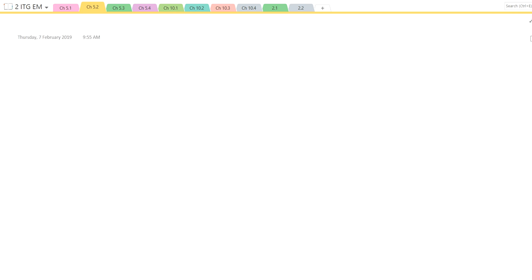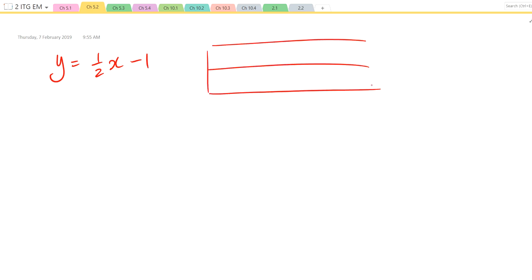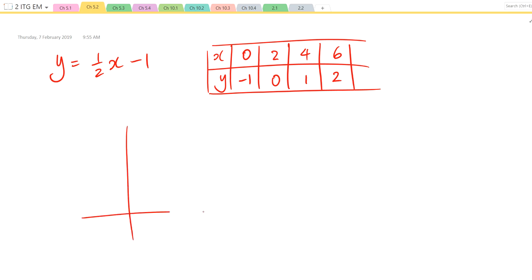We recall that all points on a linear graph are solutions. So for example, for the equation y equals half x minus 1, we can plot a graph using this information by substituting values of x and the corresponding values of y. So for example, when x is equal to 0, y will be negative 1. When x equals 2, y is 0, and so on and so forth. So this will result in a graph looking like this.